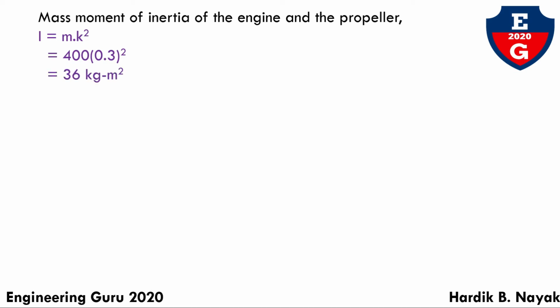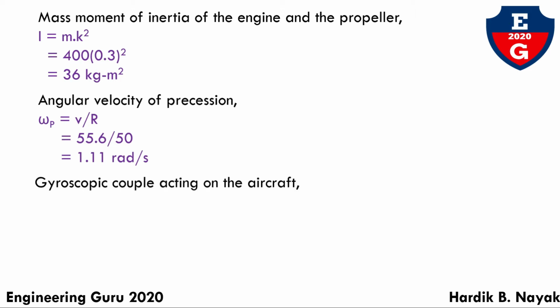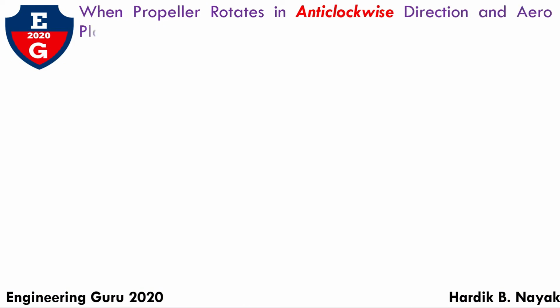Then the angular velocity of precession, omega p equal to v by r. From this we can find omega p equal to 1.1 radian per second, that is the angular velocity of precession. Then the final gyroscopic couple acting on the aircraft, C equal to I omega omega p. From this we can find C equal to 10.046 kilonewton meter. Here the propeller rotates in anti-clockwise direction and the aeroplane takes a right turn.